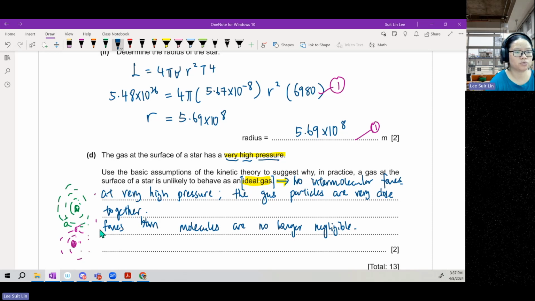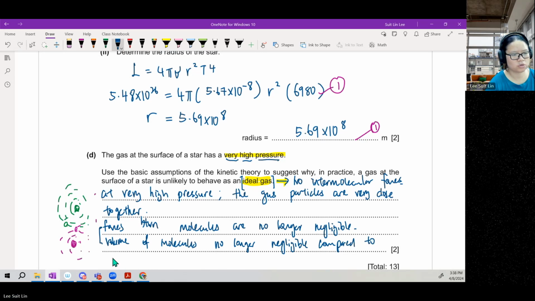Another way to talk about this besides the forces is the volume. It's because they are very closely packed. I can say that the volume of the molecules is no longer negligible when compared to the volume of the gas. There's no container here. The sun is not a container, or rather the star is not a container. Although what is a container? Okay, let's not go there.